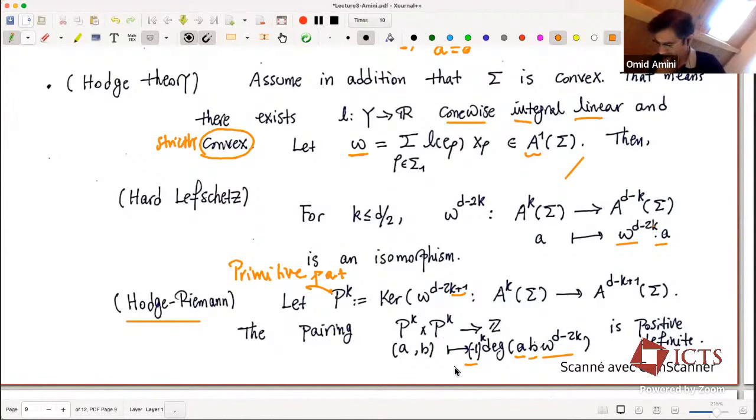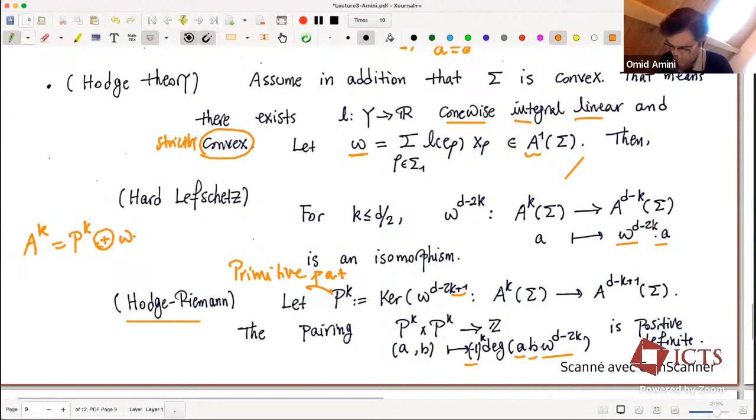Okay. So you can check that once you know that this is positive definite, then you can use the decomposition of AK. Maybe I have to tell you that once you have the Hard Lefschetz theorem, you can prove that AK decomposes as PK plus omega times PK minus 1, plus omega squared PK minus 2.